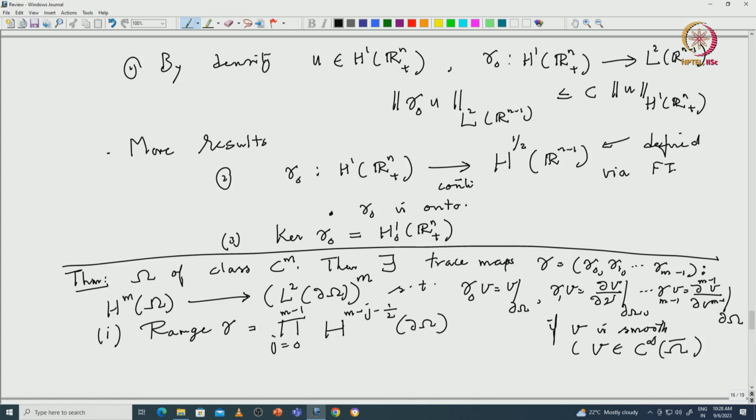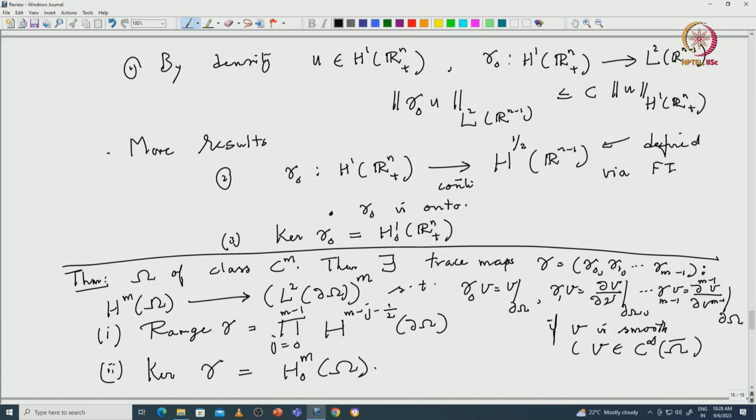That is one thing, and it is onto this space. So, the range of gamma is that one, and the kernel of gamma is nothing but H^m naught of omega. Okay. So, that is what you have.